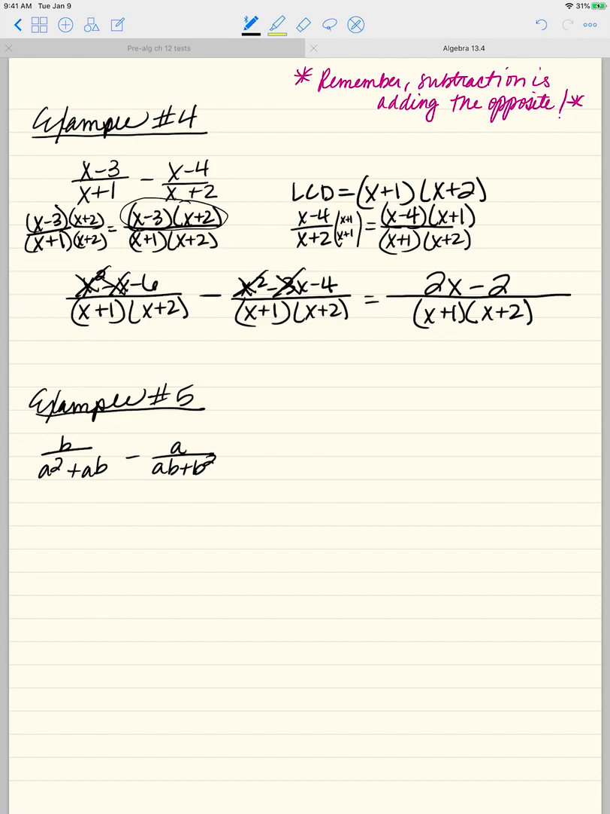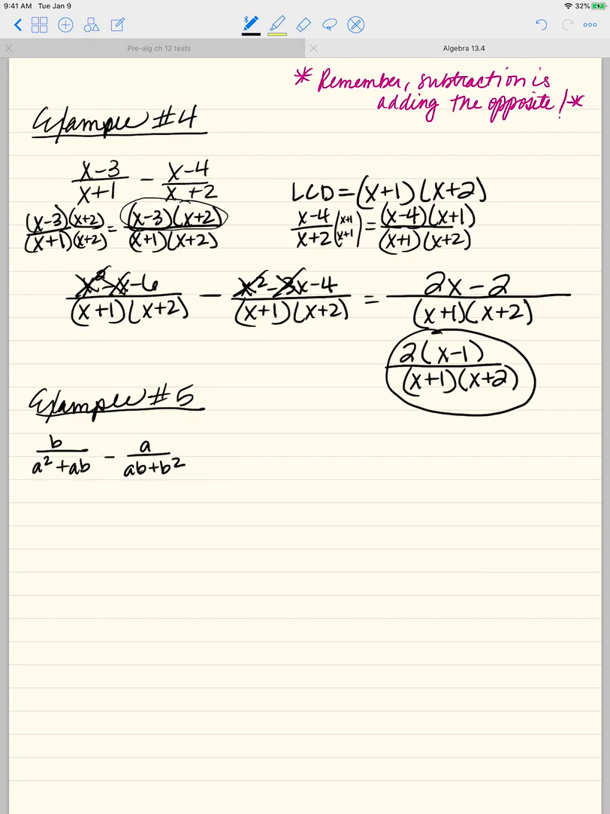Now, is there anything else we can do here? Yes. We can simplify the numerator because we can factor out 2, times x minus 1, over x plus 1 times x plus 2. Anything else we can do here? Nope, we're all done. So that is example number 4.